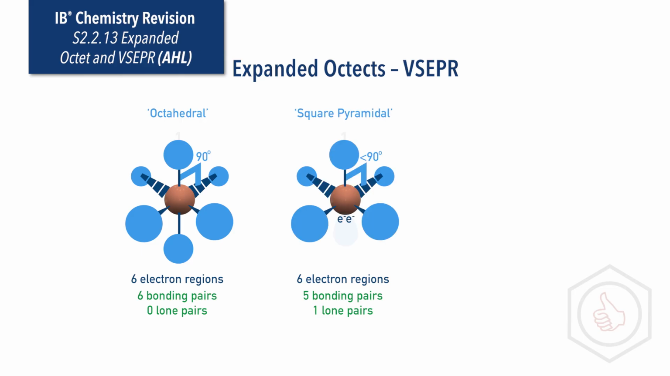And finally, if an atom has 6 electron domains around it, of which 4 are bonding pairs and 2 are lone pairs, now the molecular geometry would be described as square planar.